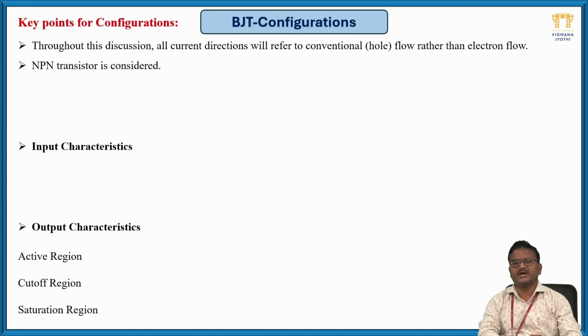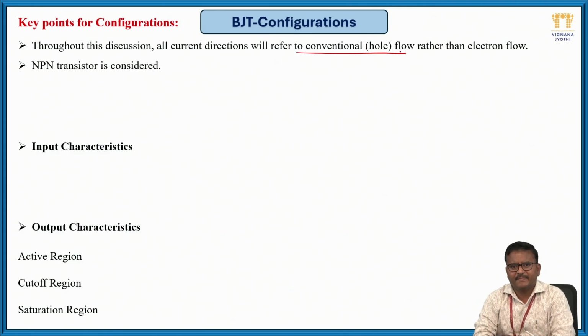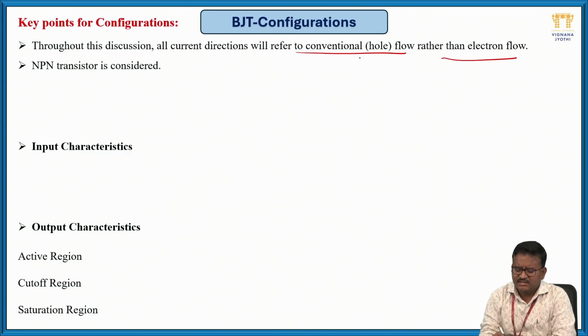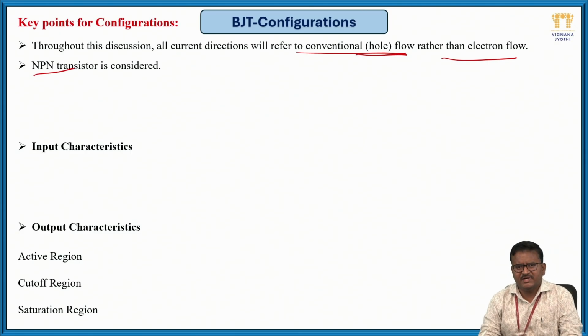Before we get into that, we'll discuss some key points common to all the configurations. Throughout the discussion, all currents are considered in the conventional direction. We will not consider the electron flow. All the current directions mentioned in the coming slides follow the conventional flow, and I consider an NPN transistor, not a PNP transistor. For a PNP, the polarities will be changed.